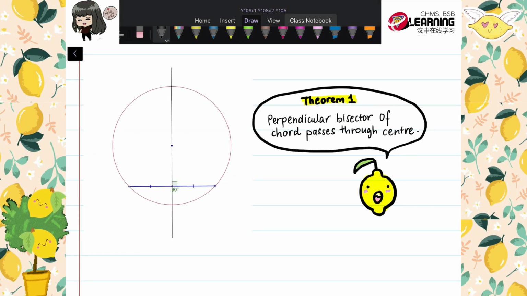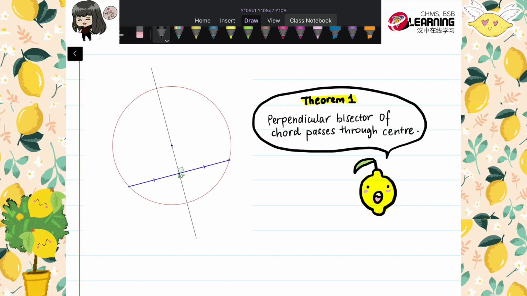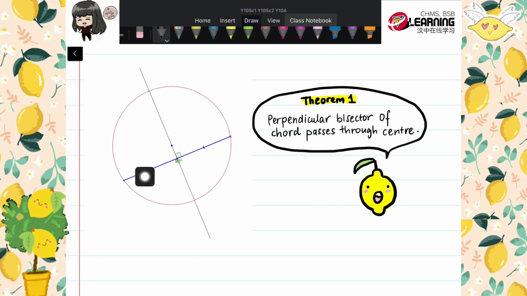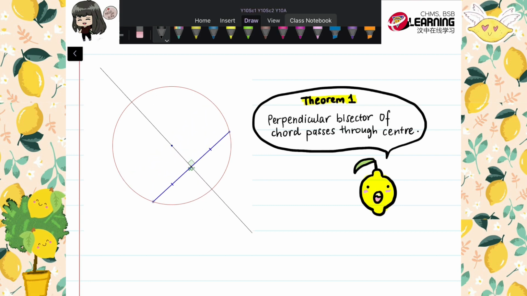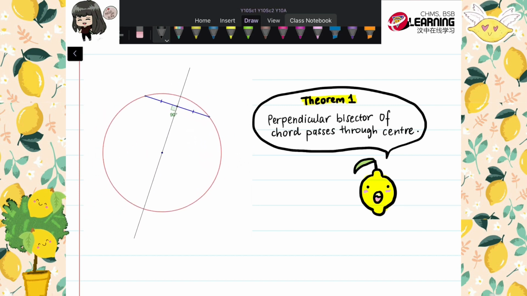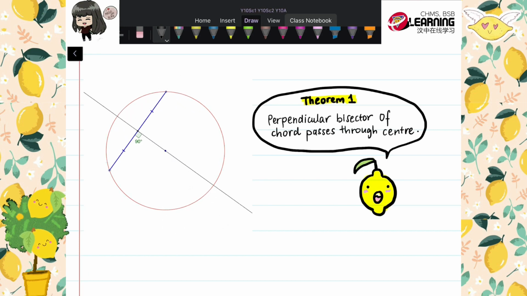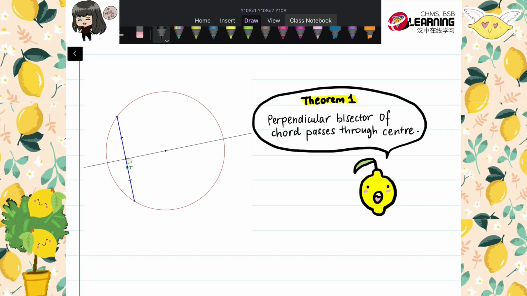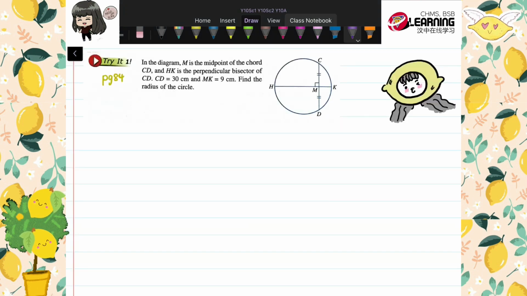So I want you to visualize this one. Take a look at the perpendicular bisector, this line, and this chord. Look at what happened. It's always 90 degrees and it's always cut into half. It's always a bisector, and that line, the perpendicular bisector, is always passing through the center and it divides this chord into half. So no matter how I move my chord, this perpendicular bisector will always cut it into half and is always 90 degrees. Okay, so let's go to question number 1.